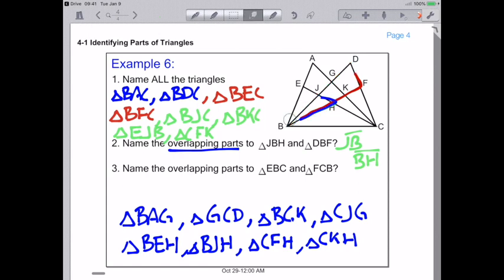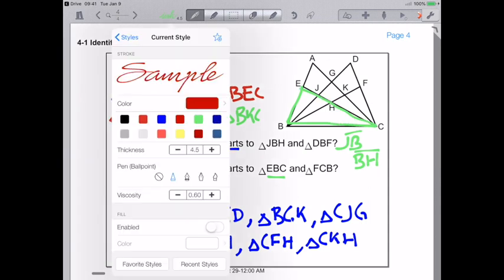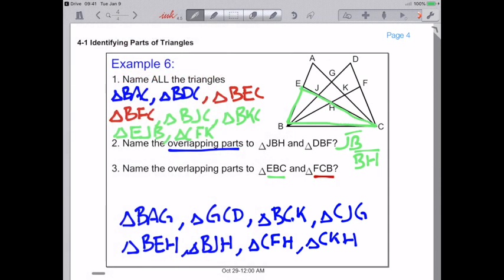So if we go to the next one, we've got triangle EBC, and triangle FCB. You can see we overlapped at the bottom, which was segment BC.